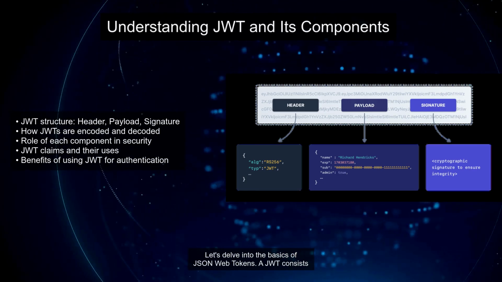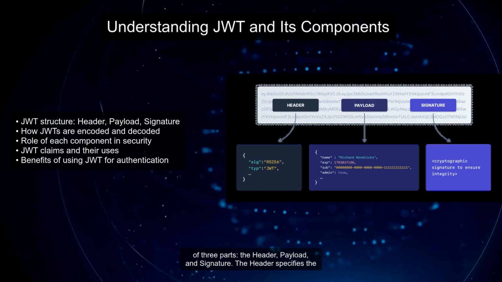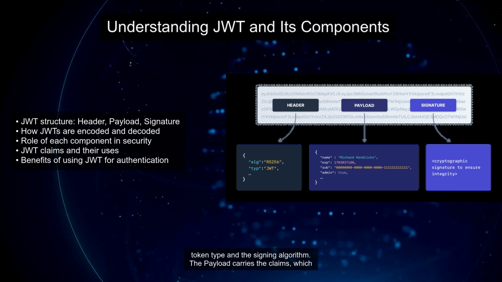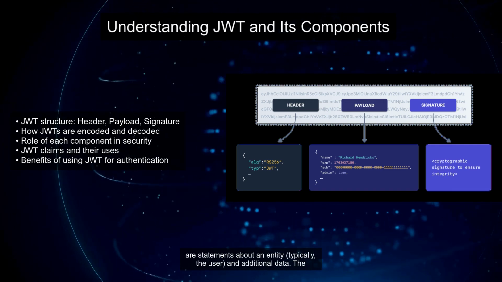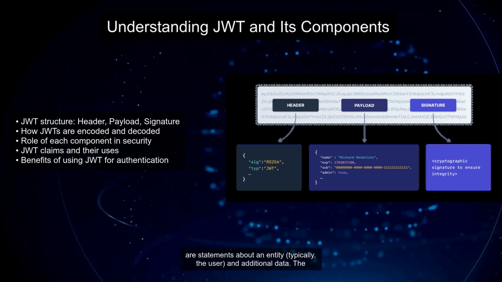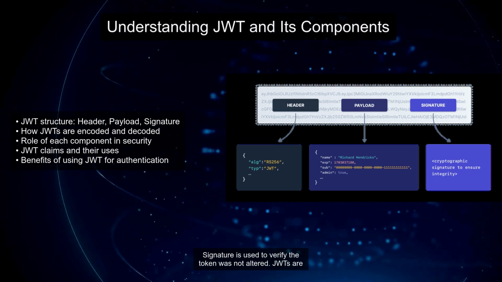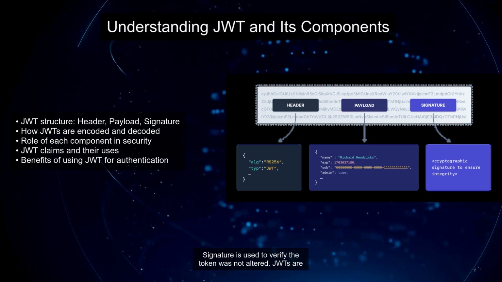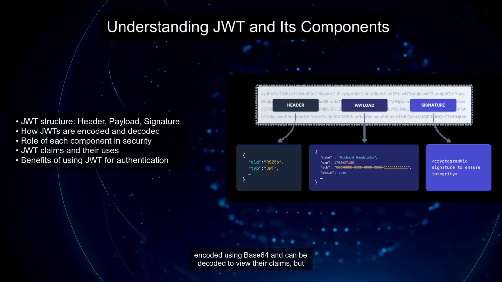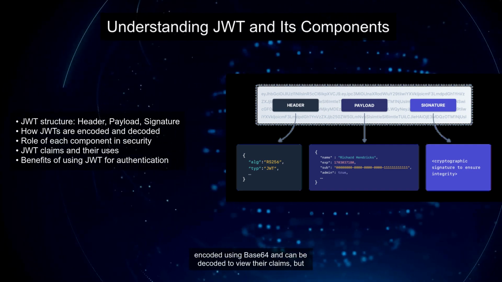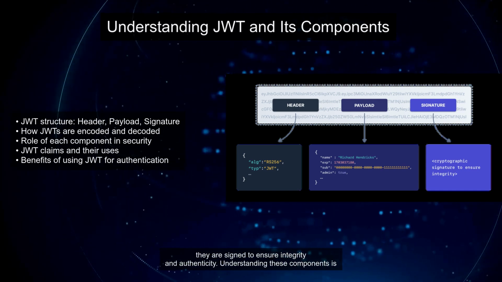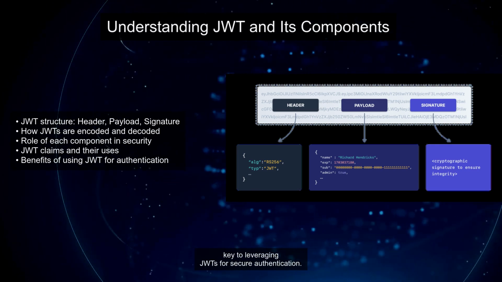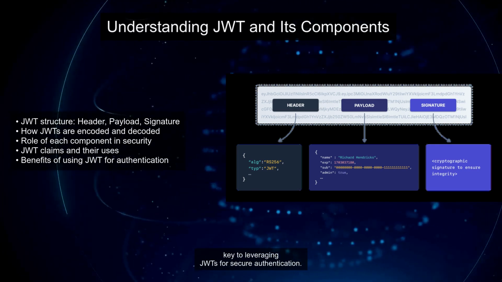A JWT consists of three parts: the header, payload, and signature. The header specifies the token type and the signing algorithm. The payload carries the claims, which are statements about an entity, typically the user, and additional data. The signature is used to verify the token was not altered. JWTs are encoded using base 64 and can be decoded to view their claims, but they are signed to ensure integrity and authenticity. Understanding these components is key to leveraging JWTs for secure authentication.